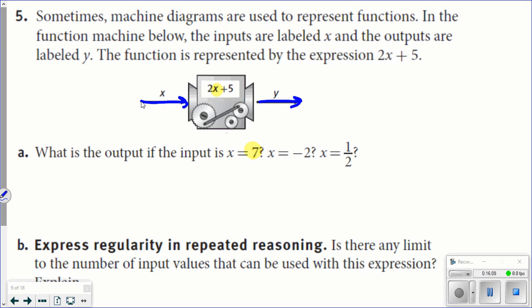So instead of having an x, we're going to put in a 7. So 2 times 7 plus 5, we get 19. Right now, can you do the same thing? Use your calculator if you need to. Plug in a -2, and then plug in a half, 0.5. So pause the video, go ahead and do that.